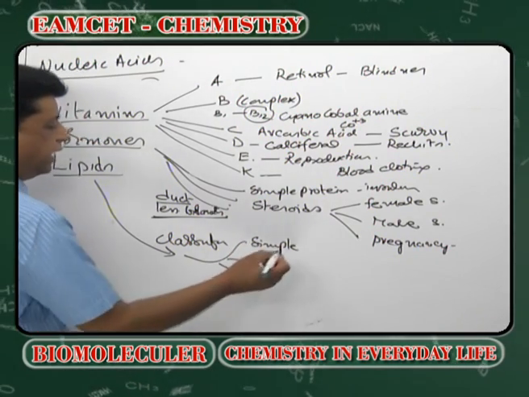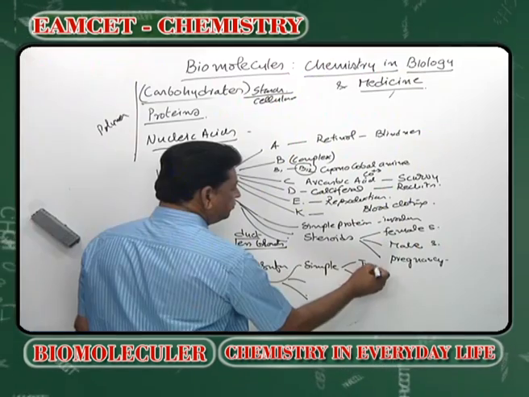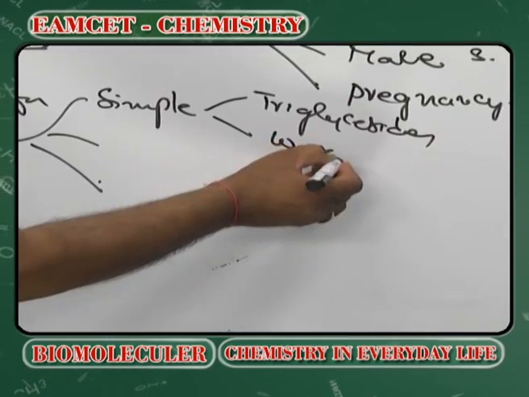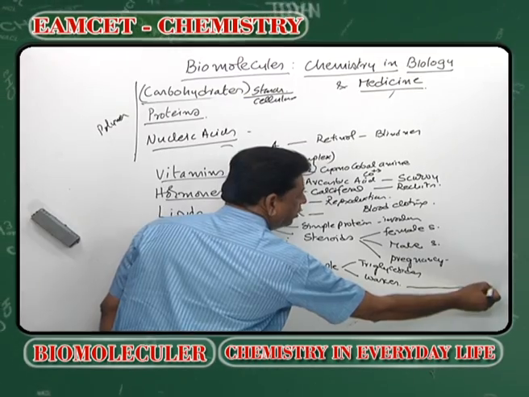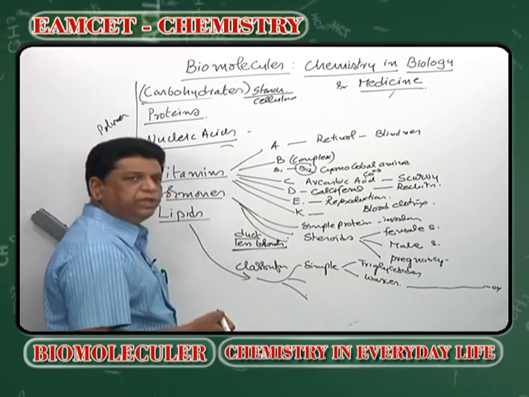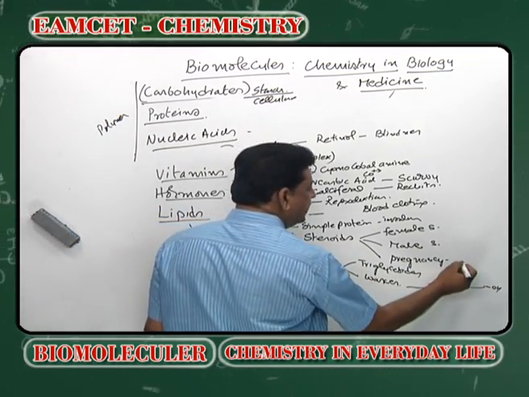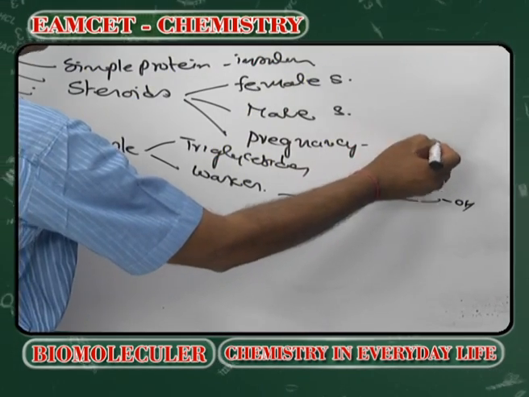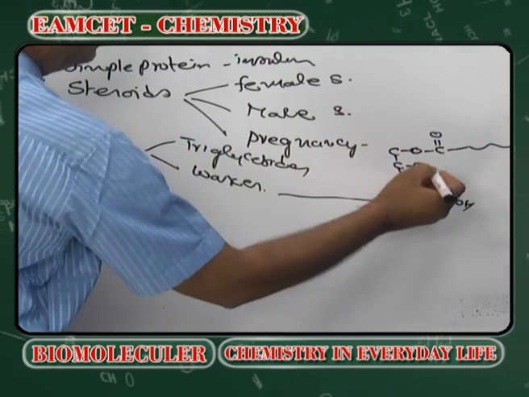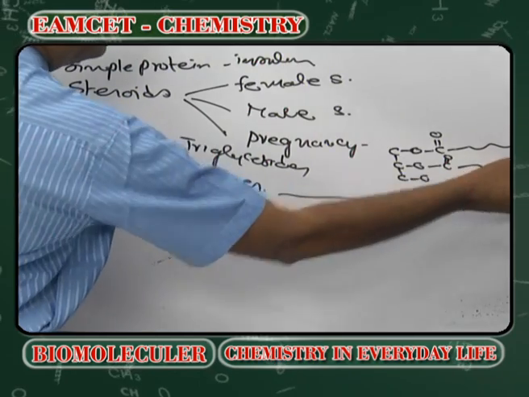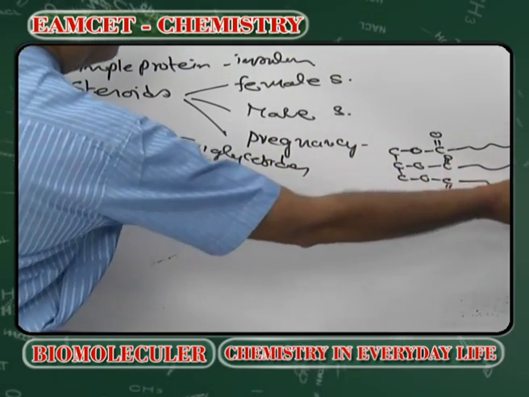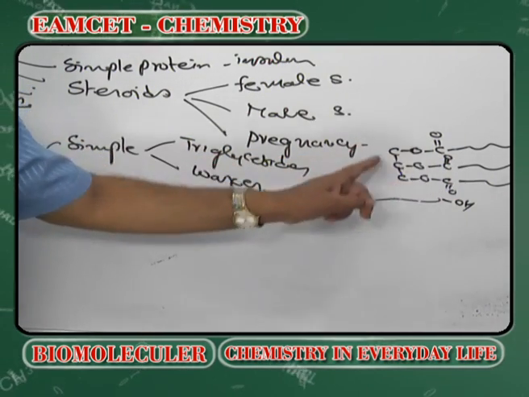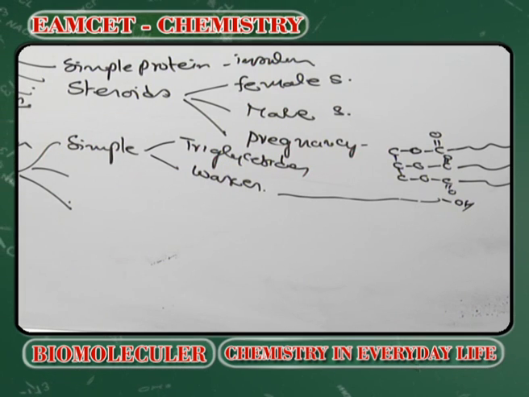In this simple category we have triglycerides and waxes. In waxes, a large chain will be there with an alcohol group, so many 20 to 30 carbons and an alcohol. In the triglyceride, there will be a glycerol, and the glycerol is attached to esters with a long chain alkyl group. The alkyl chain is so long, and when you hydrolyze, 3 pieces of acids and 1 piece of glycerol are obtained, so they are called triglycerides.